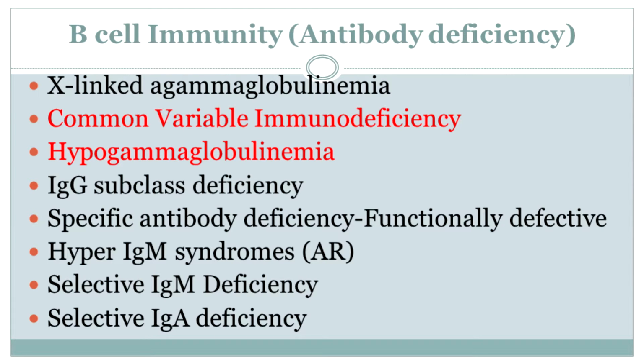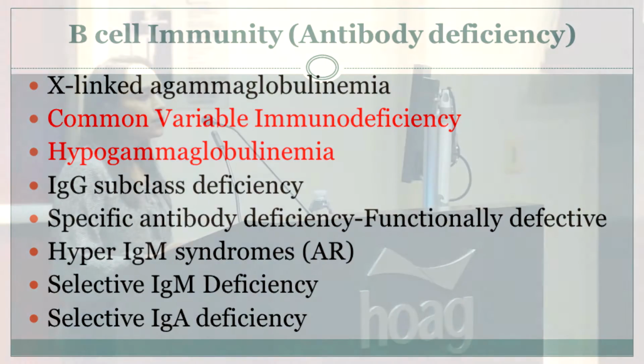Another one I want to point out here is specific antibody deficiency. These patients also present with recurrent infections. However, upon first look, their immune globulins are completely normal. These are the patients that, when you're comparing pre- and post-vaccine titers to Pneumovax, have incredibly impaired function of antibodies.